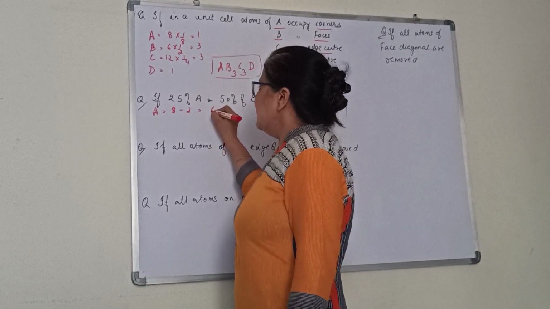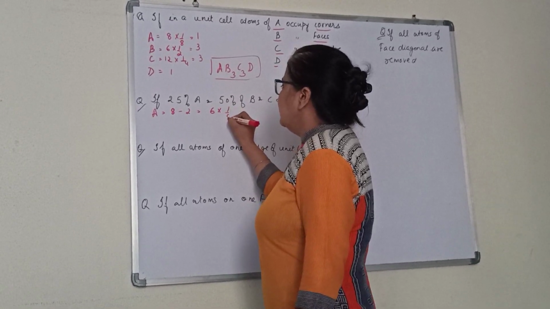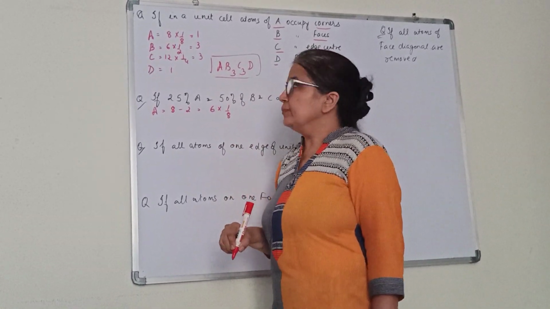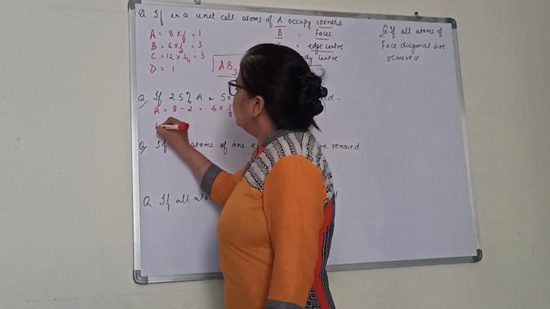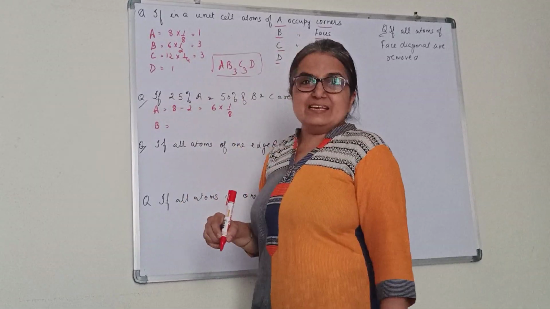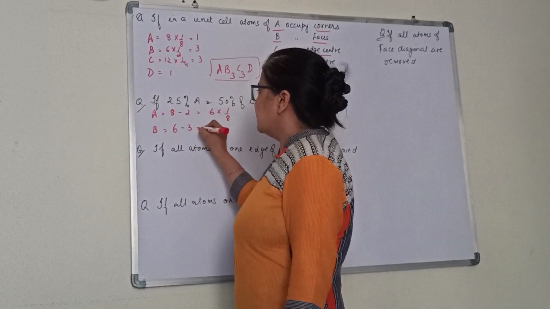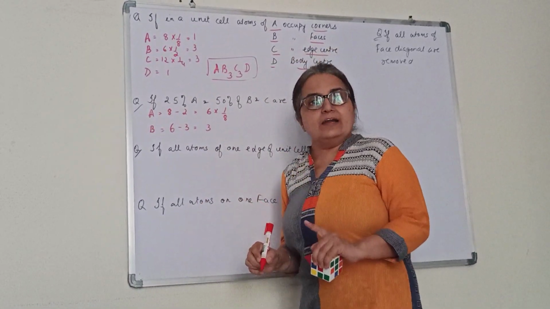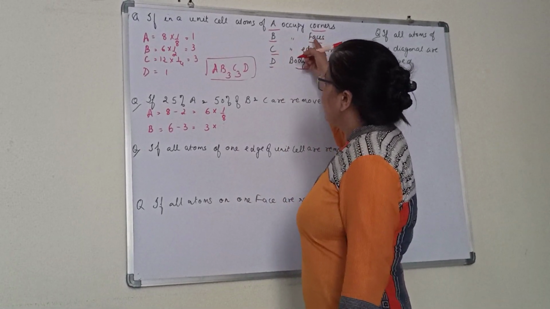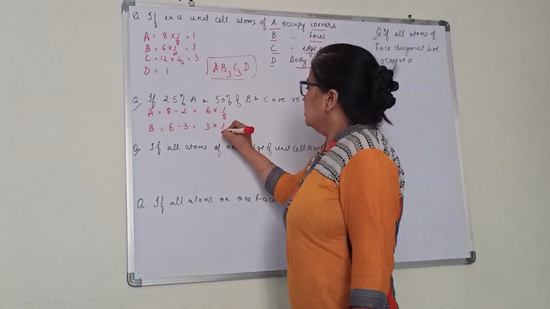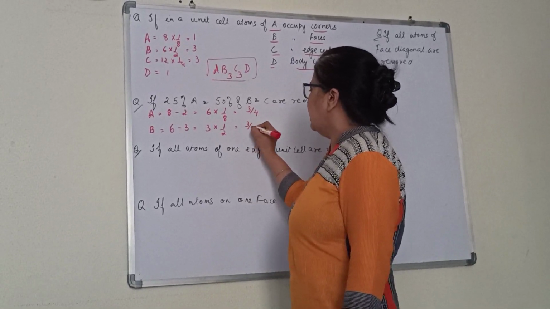So how much are you getting? 6. And each of those is contributing how much? 1 by 8. So this we have to solve now. B and C, 50% are removed. How many B are there? 6 B's are there. So 50% of that removed means minus 3 is removed. You are left with only 3 atoms, and each one is contributing how much? B is occupying faces, so half. So you will go on writing this. This is 3 by 2.